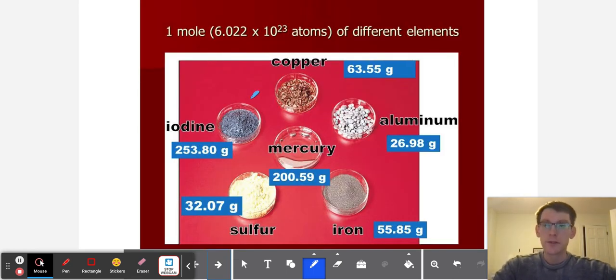And just for a comparison, we could say that copper, if you look in the periodic table, its atomic mass is 63.55 AMU. So a sample this big, weighing 63.55 grams, contains 1 mole of copper atoms. Aluminum, 26.98 grams, would be also 1 mole. And mercury, 200.59 grams, would be 1 mole. Note that all of these samples, although their masses are different, they contain 6.02 times 10 to the 23rd atoms.